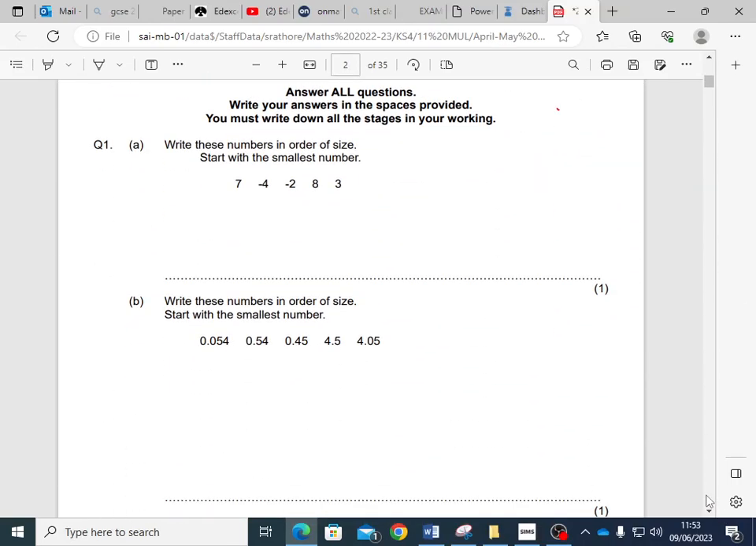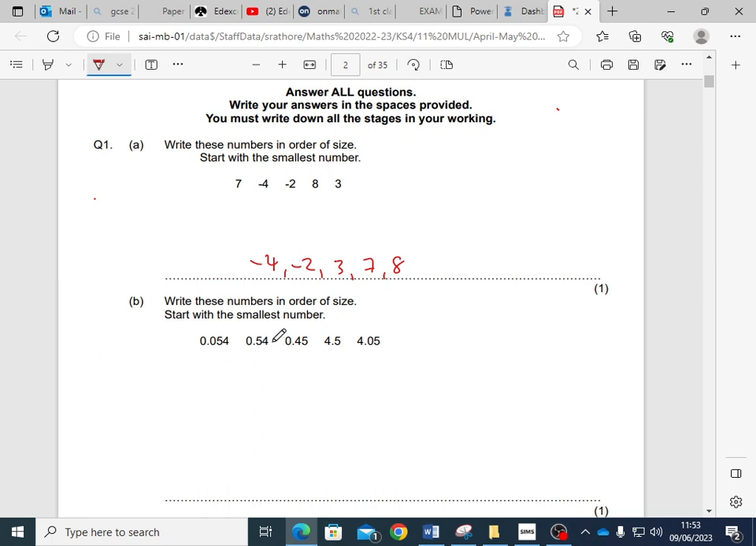Okay, so let's have a quick look at this. It goes here. These are really straightforward, so I'm going to quickly blast through these. Write this down from smallest to largest, starting from the smallest, putting in order. So it's going to be -4, -2, 3, 7, and 8. Simples.